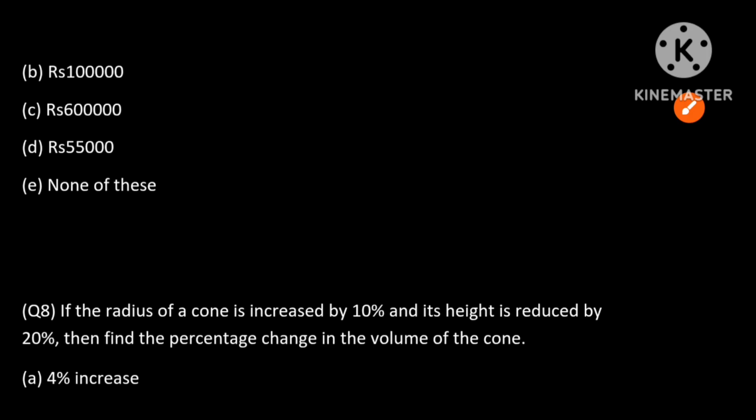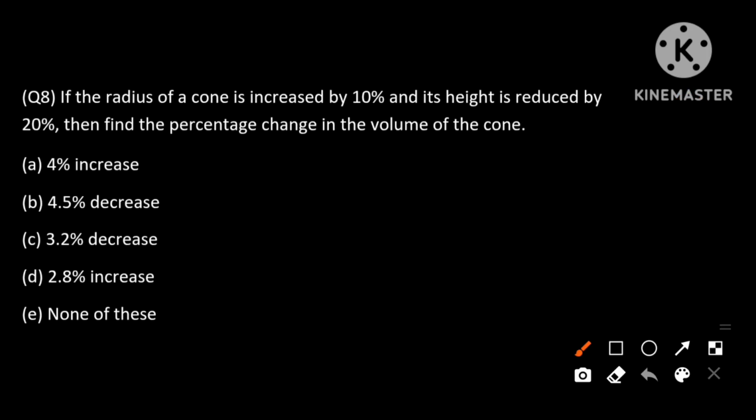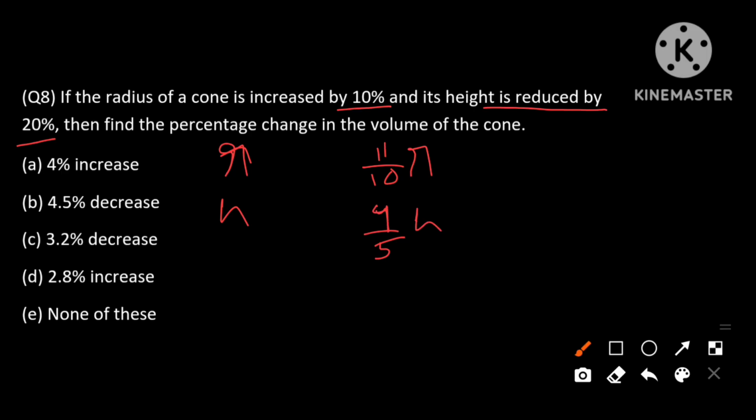Next question. If the radius of the cone is increased by 10 percent, so initially the radius is r, now the radius becomes 11/10 r, and if the height is reduced by 20 percent, initially the height is h, now the height becomes 4/5 of h. We need to find the percentage change in the volume of the cone.